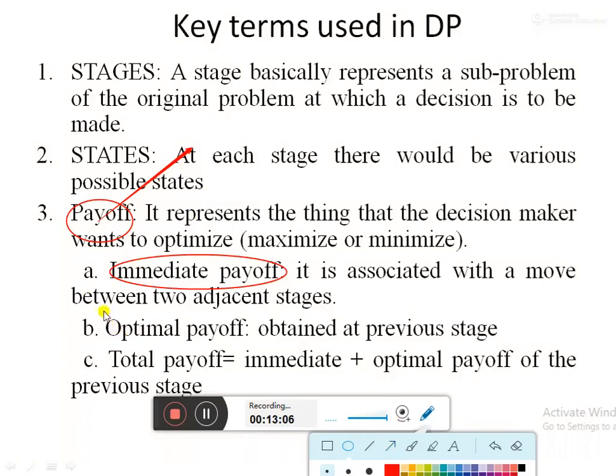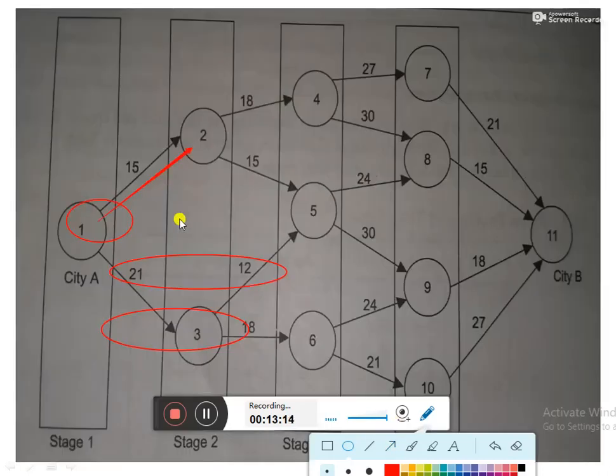The second type of payoff is known as the optimal payoff, that is obtained at a previous stage. In dynamic programming, we would calculate the optimal payoff for every state and for every stage. Like we need to calculate the optimal payoff between point 1 to 2, again between point 2 to 4, between node 2 to node 5, between node 4 to node 7, and between node 4 to node 8. So in a similar manner, we need to calculate the payoff for every combination of nodes. We would call them the optimal payoff.